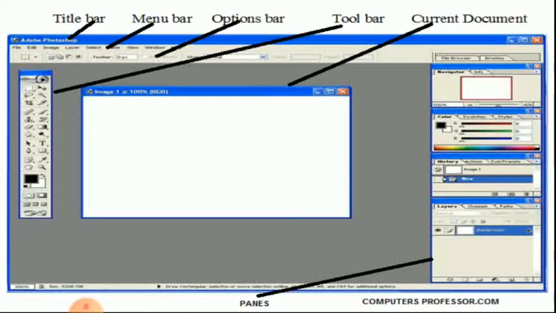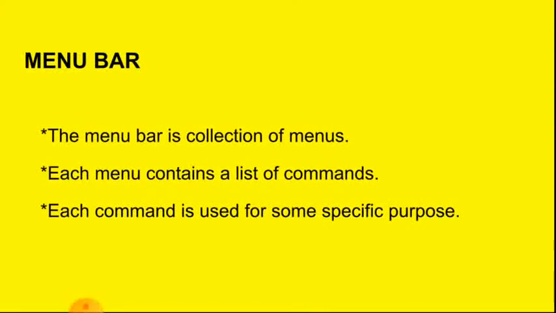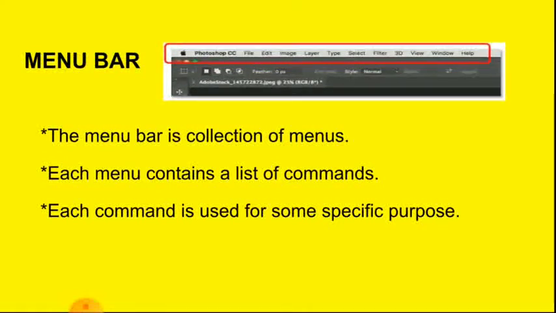There are several editing tools used in Photoshop: toolbar, options bar, menu bar, title bar, current document and panels. Menu bar. The menu bar is a collection of menus. Each menu contains a list of commands. Each command is used for some specific purpose. Can you see a red triangle? That is the menu bar. Can you see the options like file, edit, image, layer, type, select, filter? These are the menu bar options.